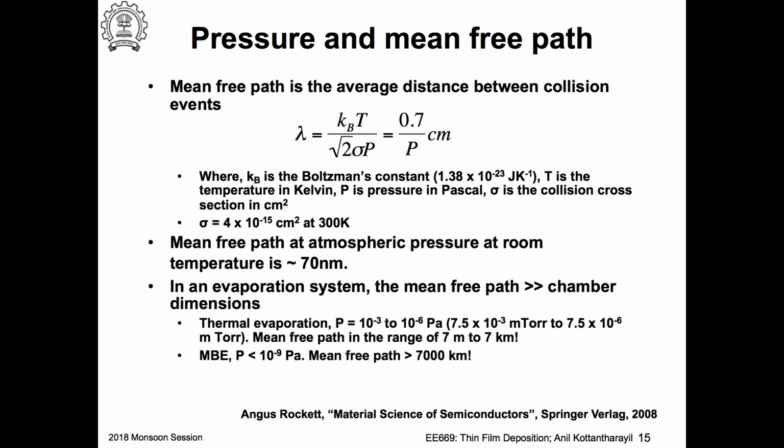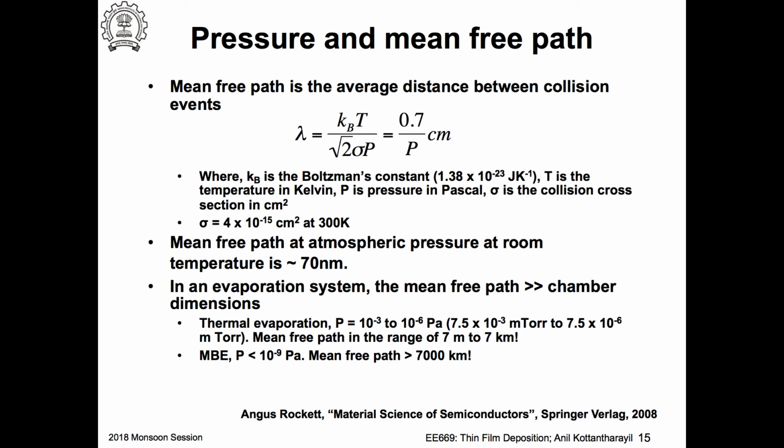Let's say you deposit a thin film of aluminum and you look at the resistivity of this film or sheet resistance, that would be fairly high. So the quality of the film in terms of the resistance and other properties that you target may not be met. So we need to evacuate the chamber, and you can see these things here. In a thermal evaporation system, the pressure is in this range, 10 raised to minus 3 to 10 raised to minus 6 Pascal.